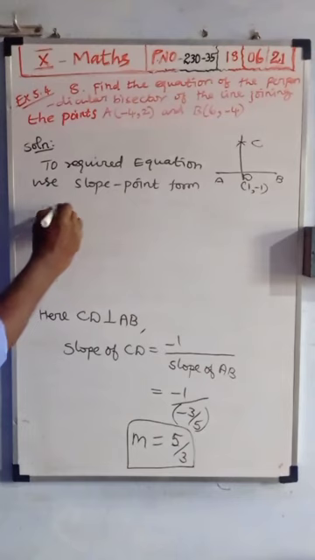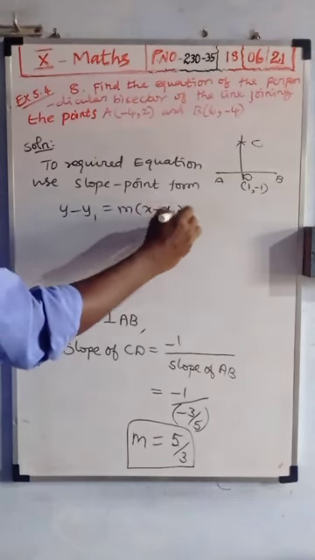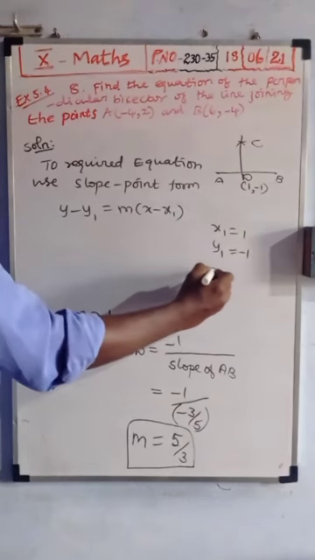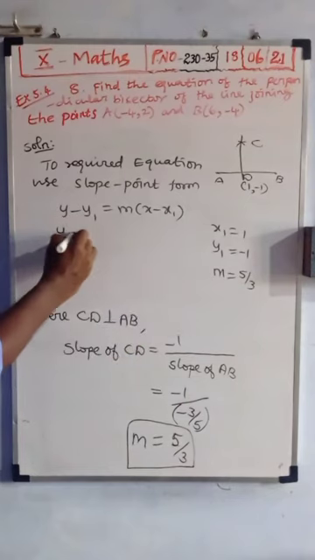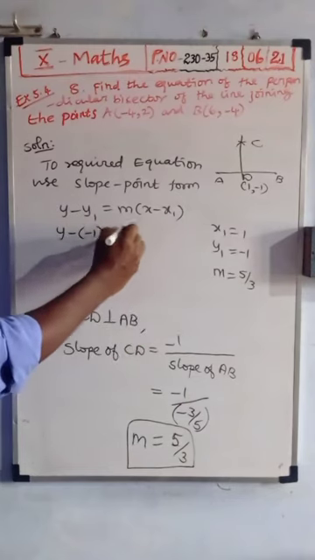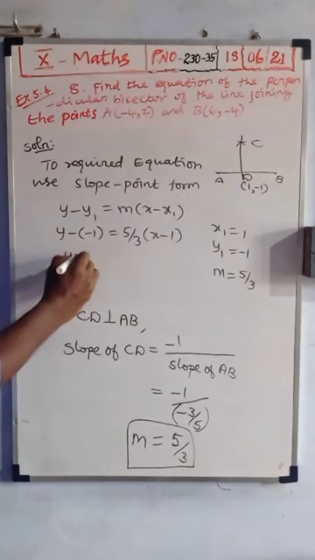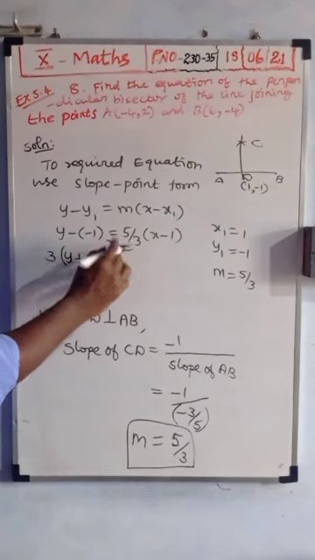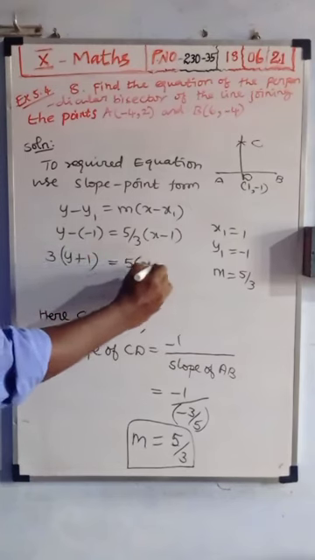Use slope point form: y minus y1 is equal to m of x minus x1. Here (x1, y1) is (1, minus 1), the given point. Slope is 5 by 3. Now substitute: y minus of minus 1 equals 5 by 3 times (x minus 1). Now y plus 1, the 3 will come this side, equal to 5 times of (x minus 1).